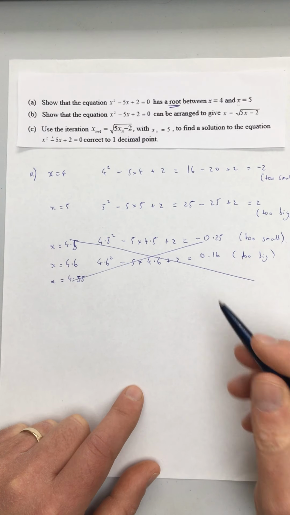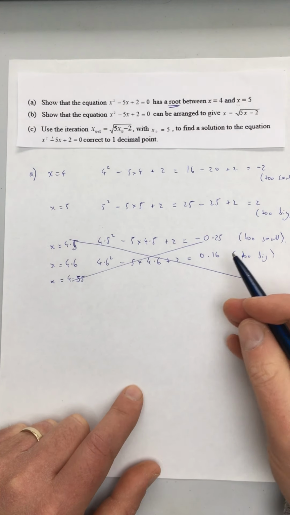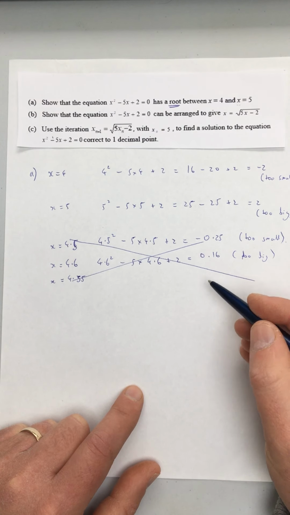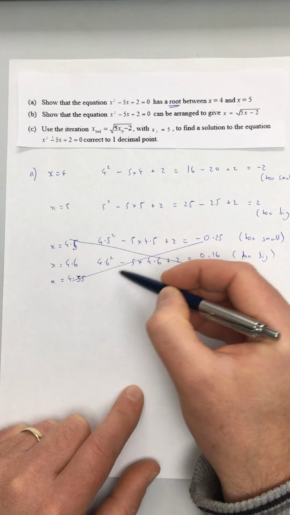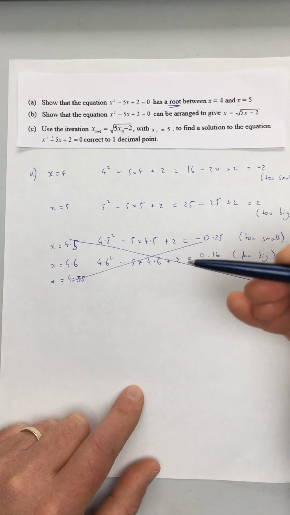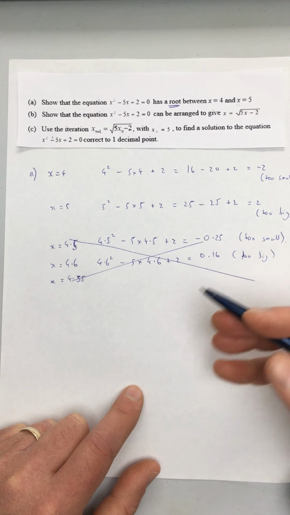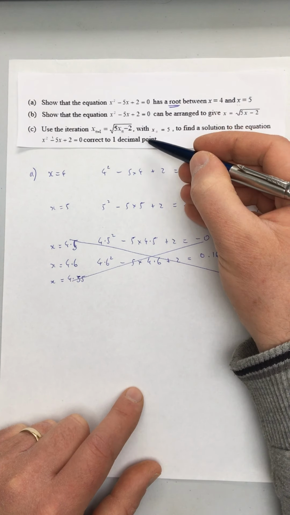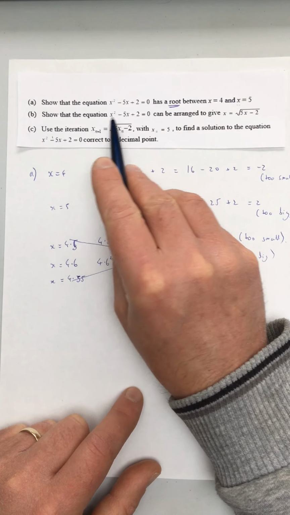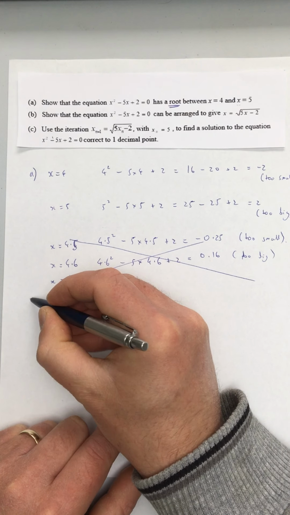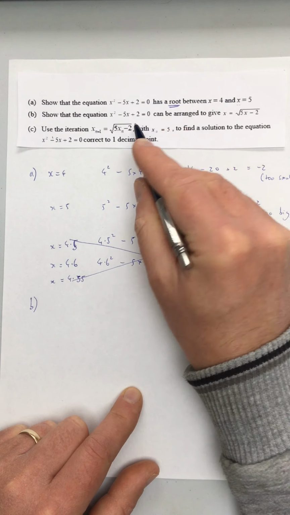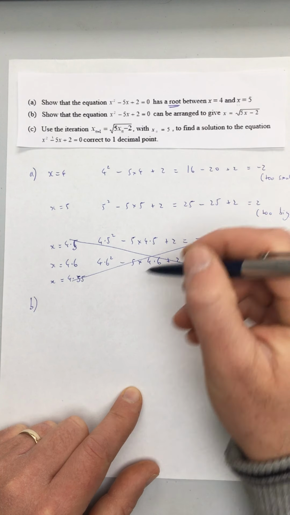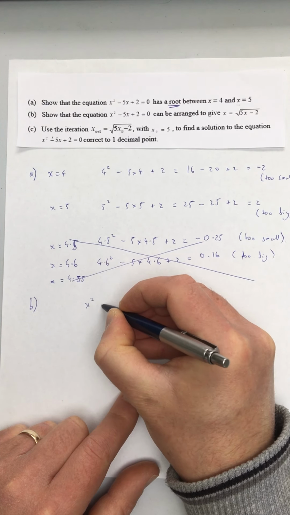Okay, now what iteration allows us to do is to be able to get an answer more quickly than going through all this process of gradually whittling it down. It gets you an answer much quicker, and I'll show you that when we come on to part C. But in order to get to part C, we have to do this first of all. So part B, show that the equation x squared minus 5x plus 2 equals 0 can be rearranged to give this. So this is what we did a little bit of yesterday.